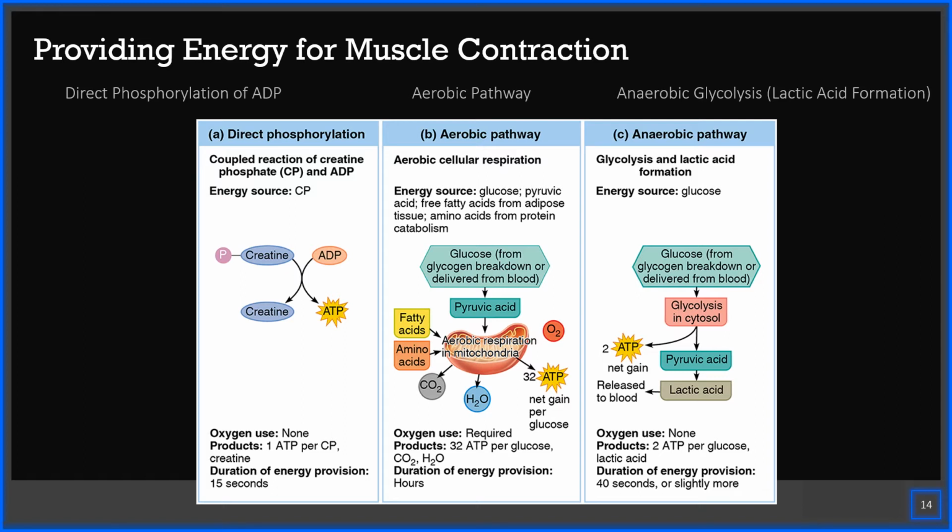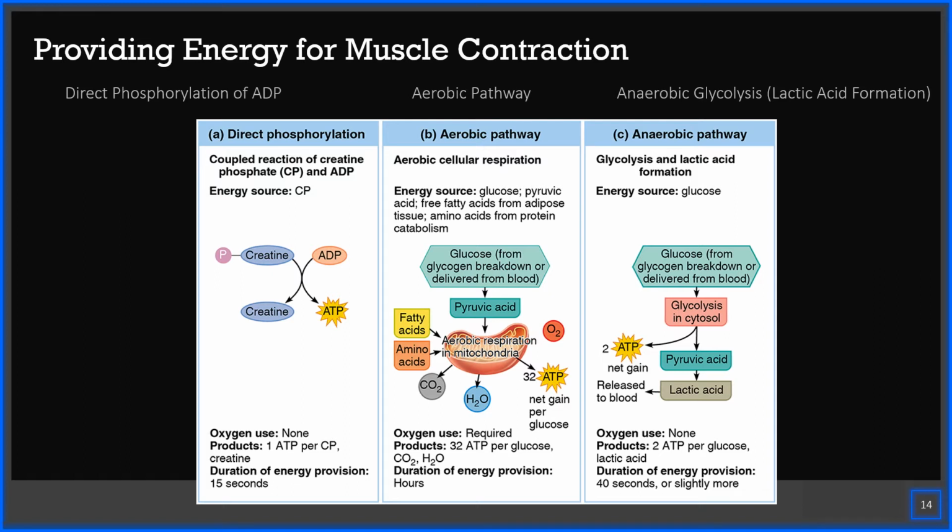Then we have the aerobic pathway, seen here at the center. At rest and during light to moderate exercise, some 95% of ATP used for muscle activity comes from this pathway, aerobic respiration. Aerobic respiration occurs in the mitochondria and involves a series of metabolic pathways that use oxygen. These pathways are collectively referred to as oxidative phosphorylation. During aerobic respiration, glucose is broken down completely to carbon dioxide and water, and some of the energy released as the bonds are broken is captured in the bonds of ATP molecules.